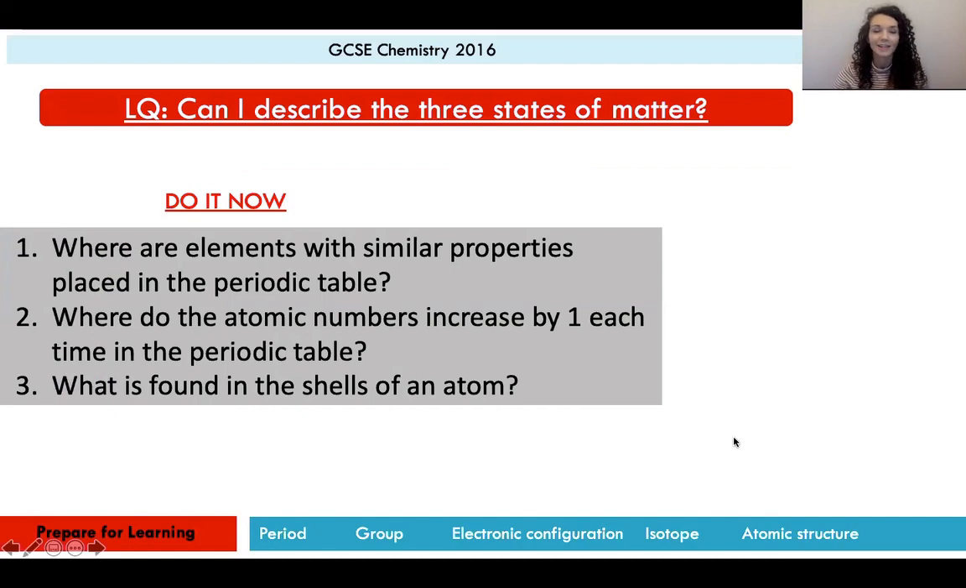So today our learning question is, can I describe the 3 states of matter? So they're the 3 states that all matter can exist in on Earth. What we're going to do first of all is just a quick bit of revision about some of the periodic table stuff that we did a couple of weeks ago, just to make sure that we don't forget that learning.